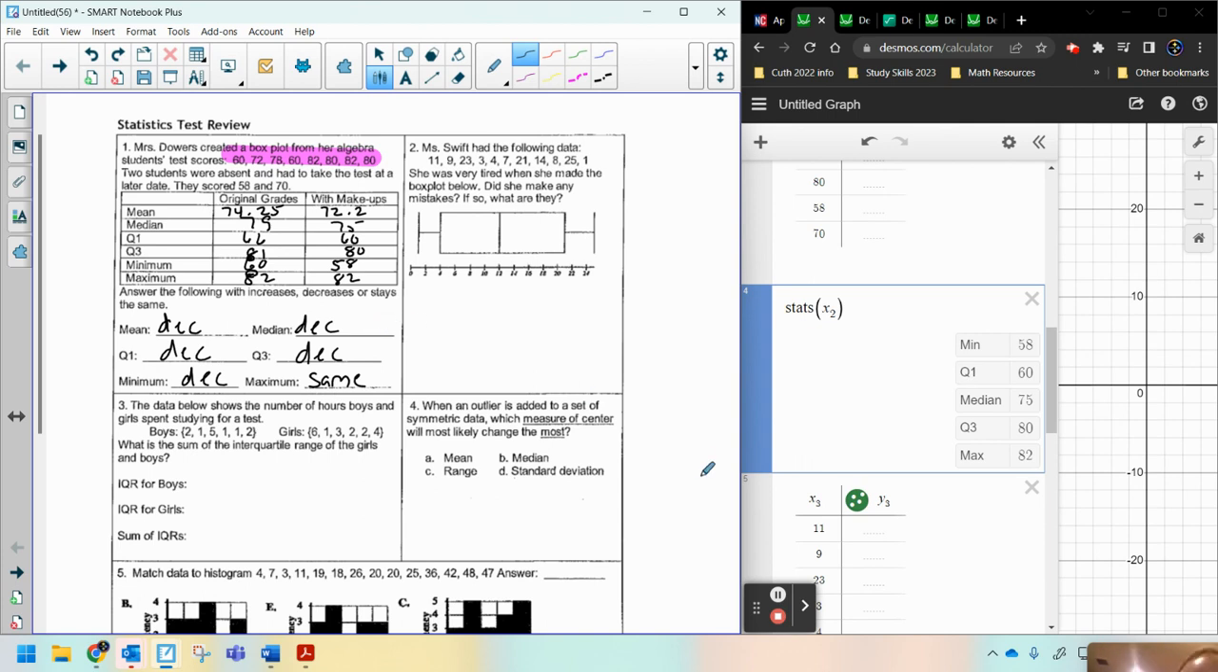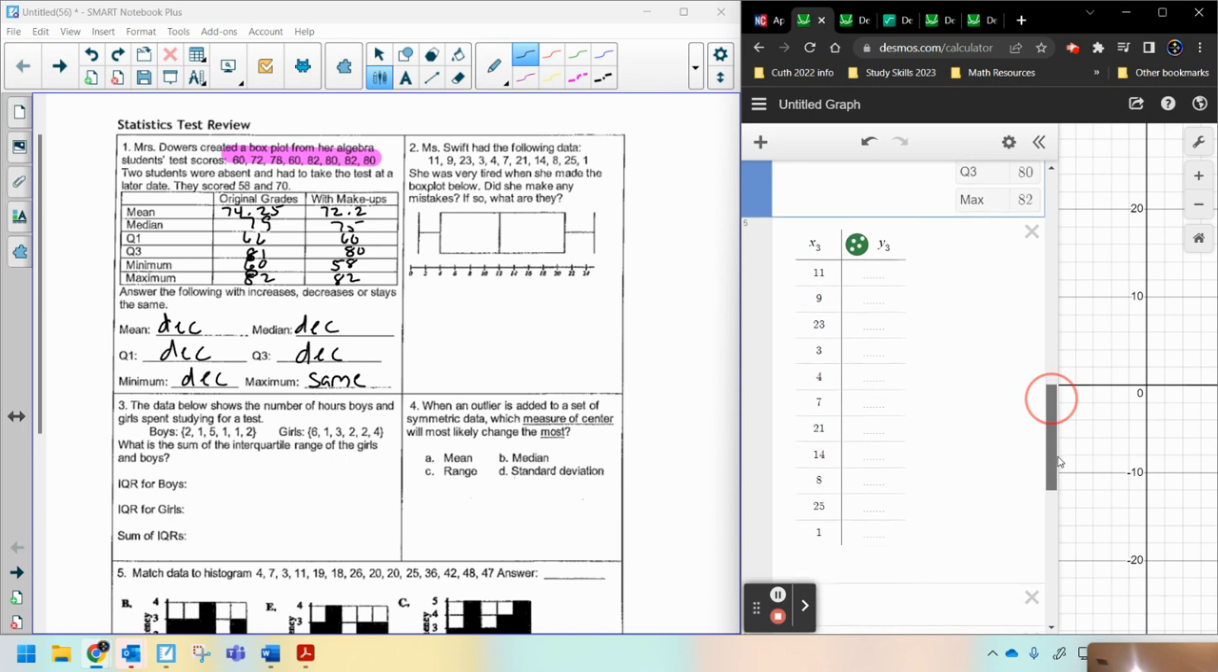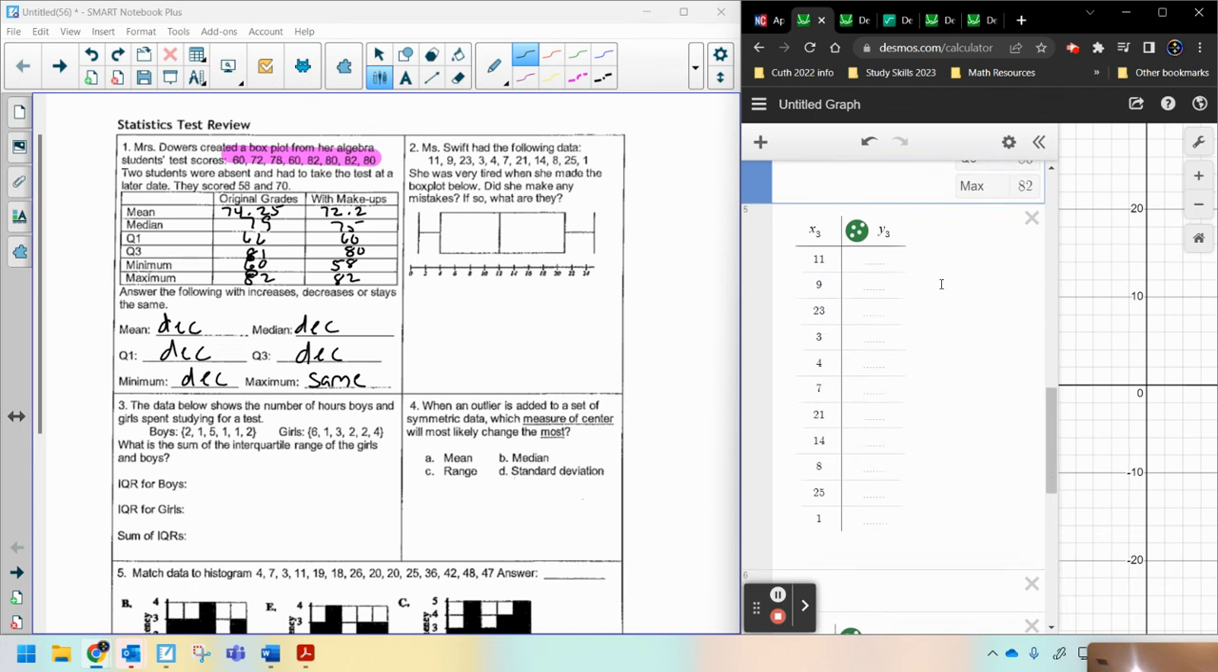All right, number two. We have the following data, and we're trying to see if this box and whisker plot is correct. So let's put all the numbers in, which I did here. Okay, I like to count just to make sure I have the right amount of numbers in case I missed one. 1, 2, 3, 4, 5, 6, 7, 8, 9, 10, 11. 11. Okay. And notice this is x3 at the top.